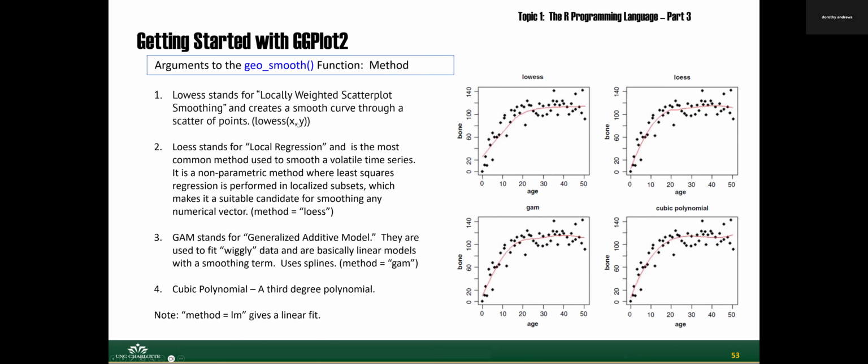These other functions, the GeoSmooth functions, we have a LOESS function, we have a LOESS function, and we have a GAM, and a cubic polynomial. So the LOESS function stands for locally weighted scatterplot smoothing. And again, this is just for your information. We're not going to do much with these curves in this class.